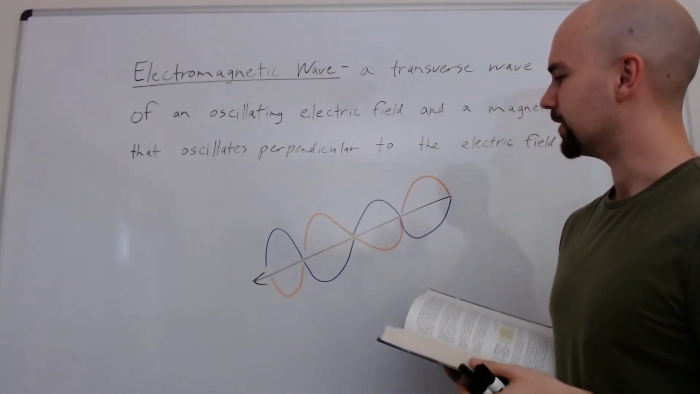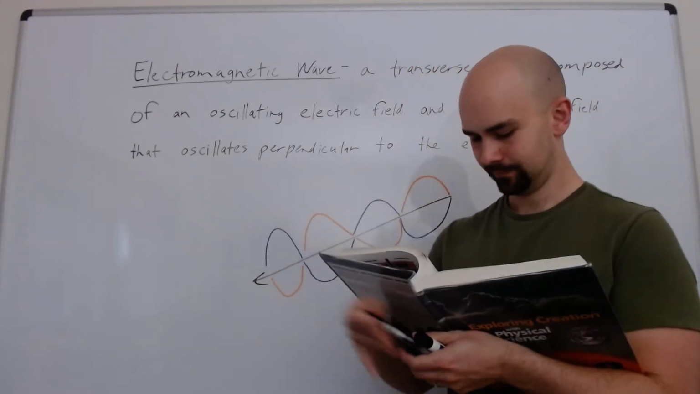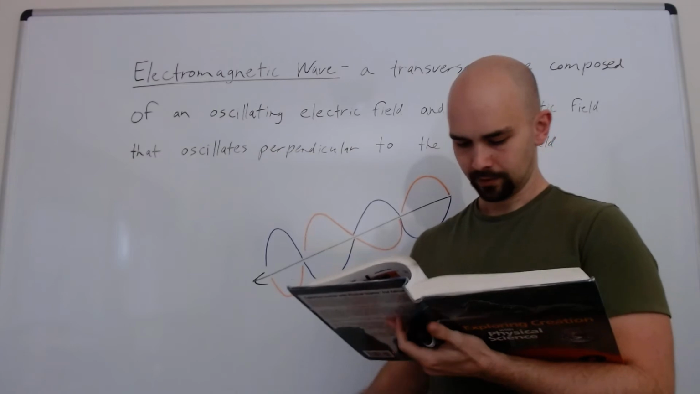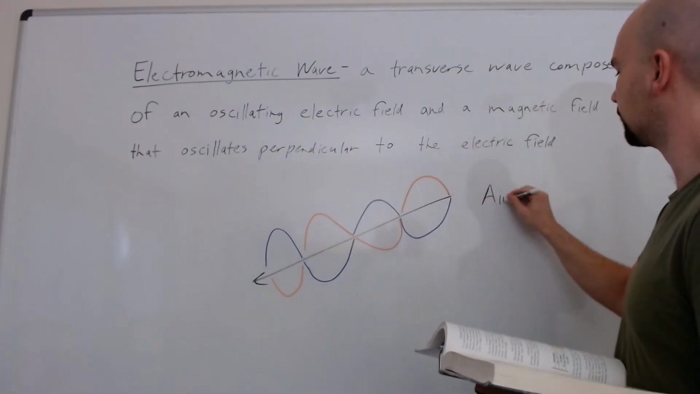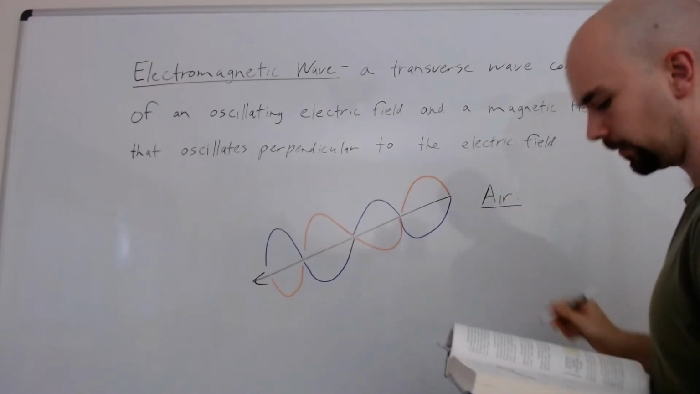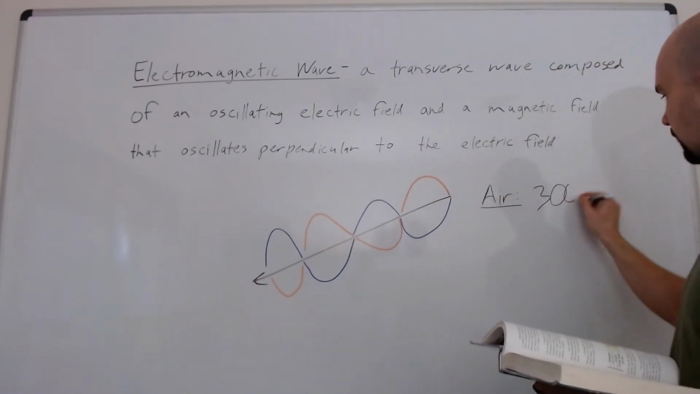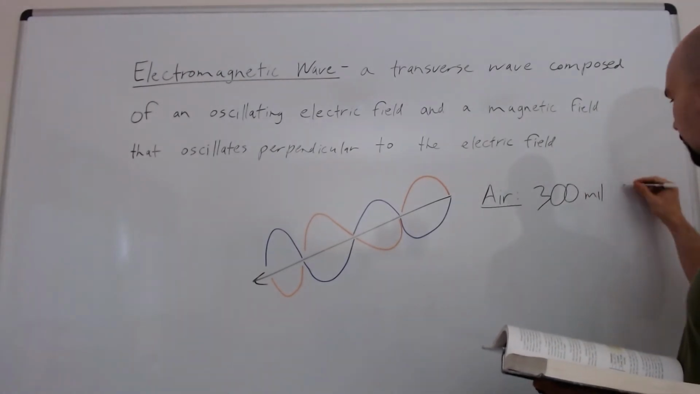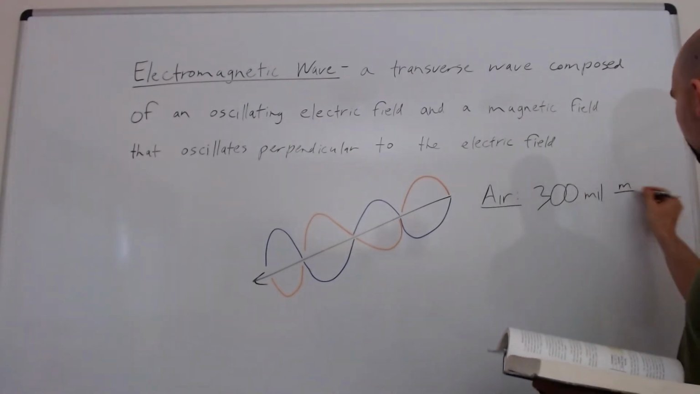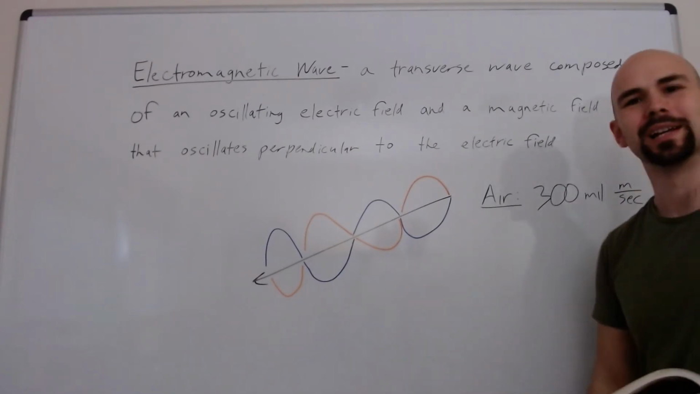Light is pure energy and therefore can travel at the speed of light, which through air is going to be roughly 300 million meters per second.